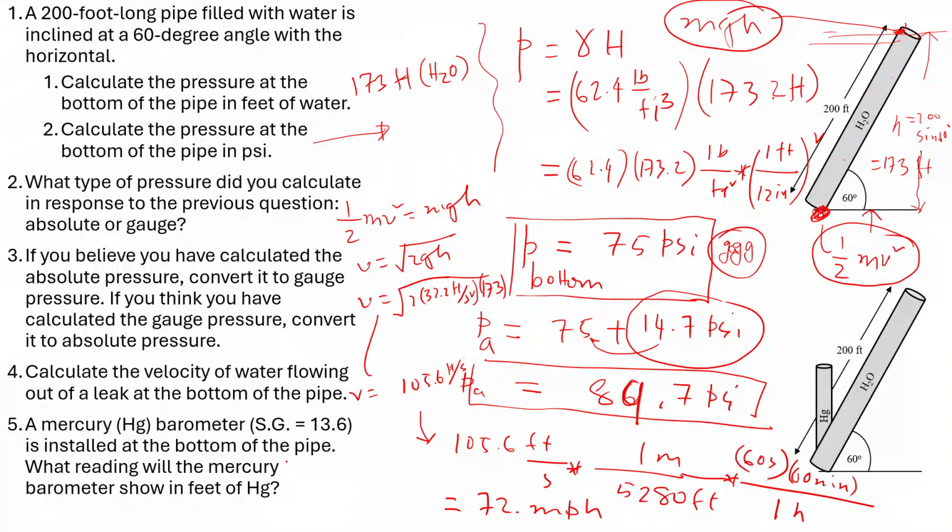The last question is asking, instead of water, if you measure this using a mercury barometer, mercury is one of the heaviest liquids on earth. It's about 13.6 times heavier than water. So what's going to be the pressure head? Simply you divide that 173 by the mercury specific gravity. That will provide you approximately 12.4 feet of mercury. That is the answer to the last question.